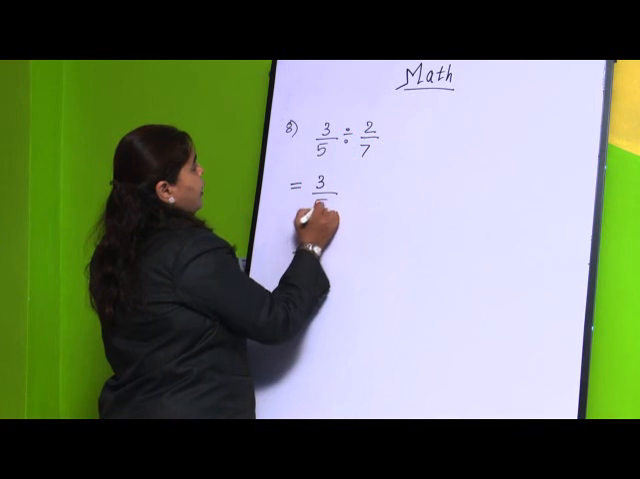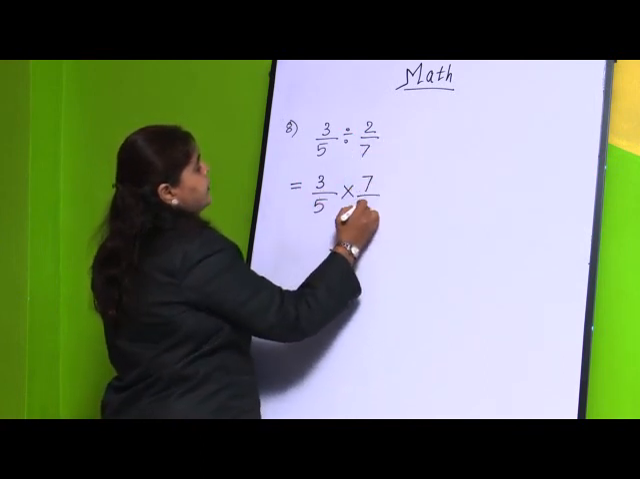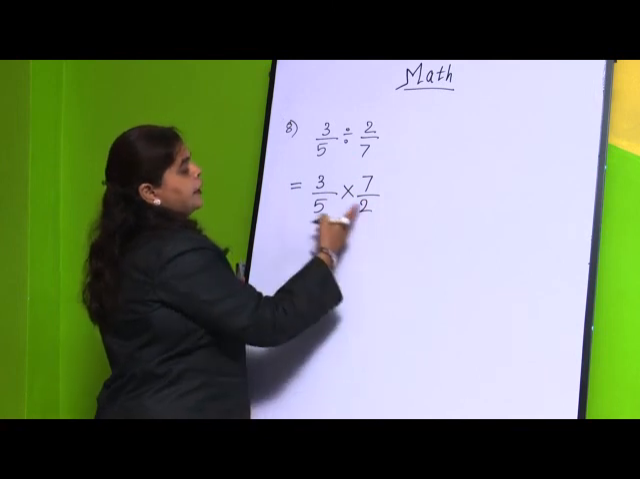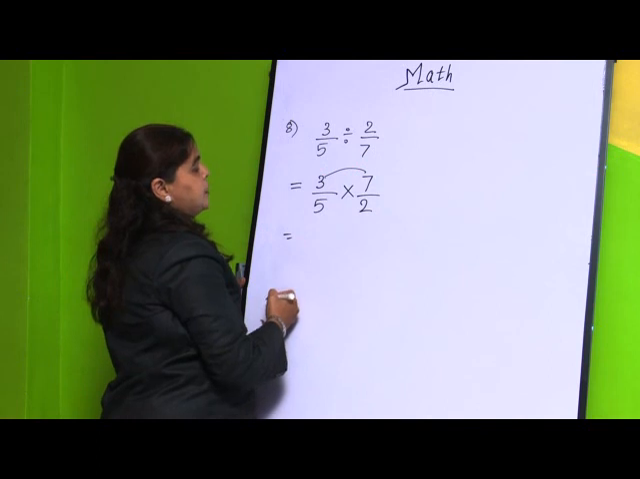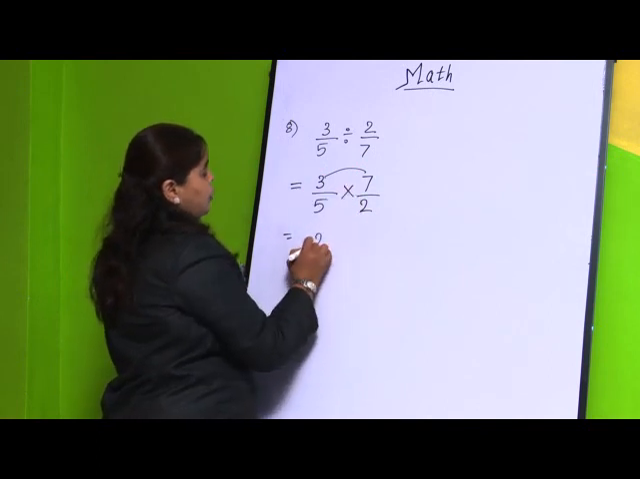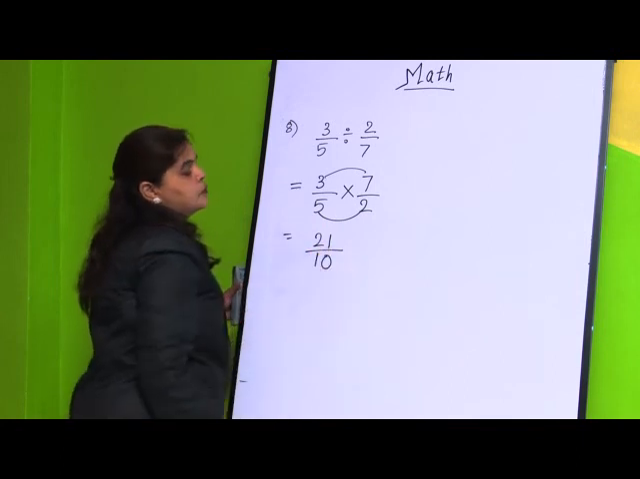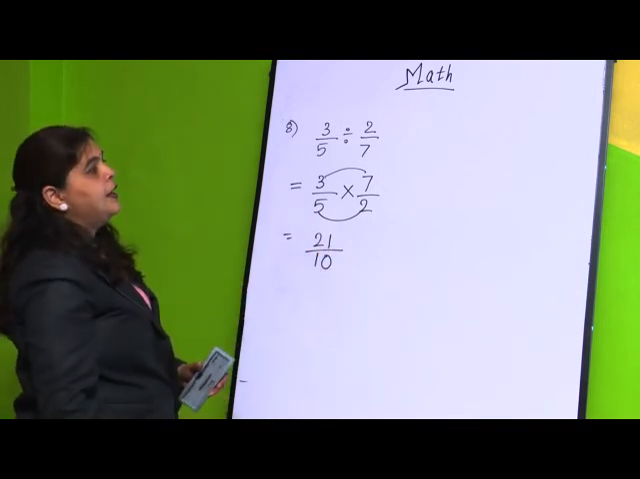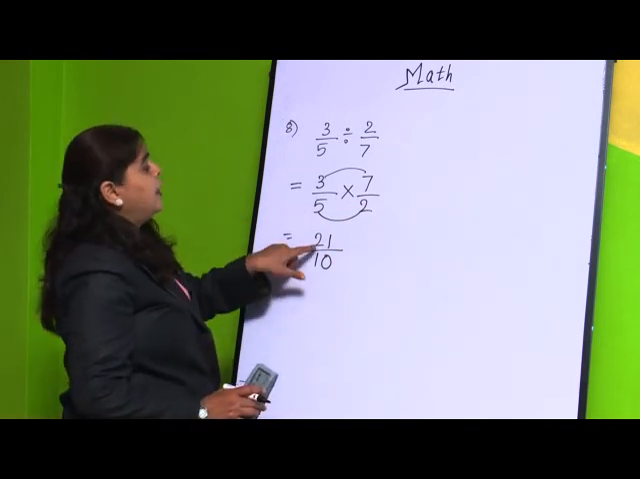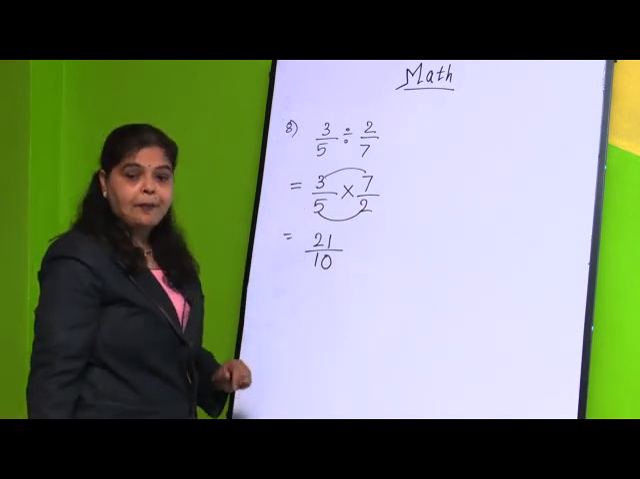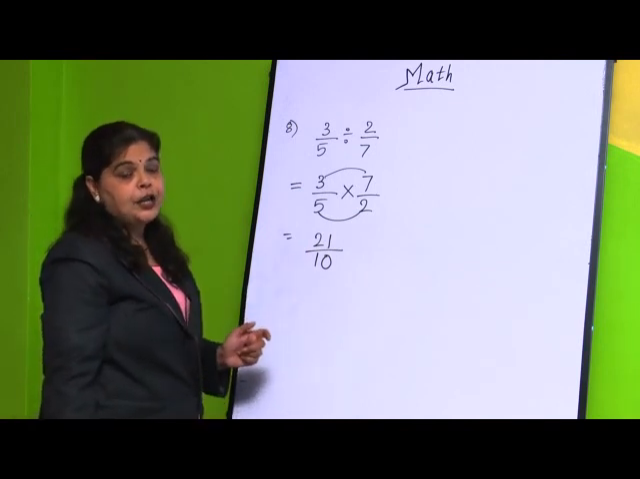3 upon 5 multiplied by, what is the reciprocal? Yes, you are right, it is 7 upon 2. It is not possible to reduce, so we will have a direct multiplication, that is 7 3s are 21 and 5 2s are 10. So, in this way it is very easy to understand, and just we can have one step and we can find the value of a given rational number.